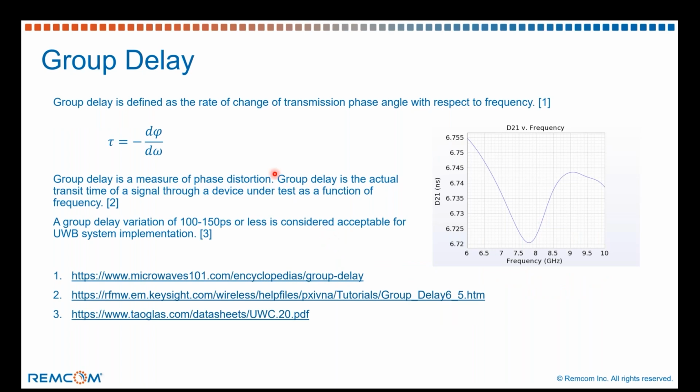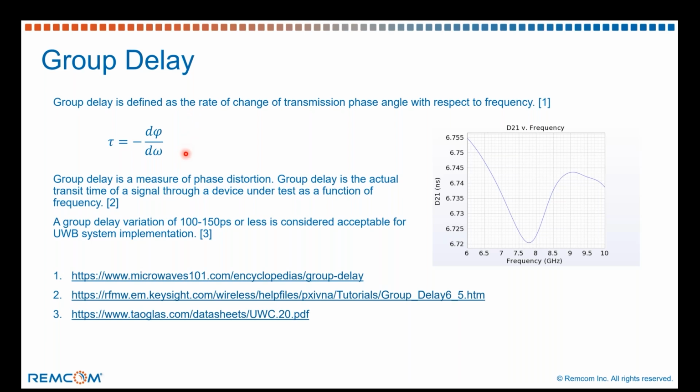For starters, a traditional 2-port group delay is defined as the rate of change of transmission phase angle with respect to frequency. Here's the corresponding equation. Pretty straightforward. But as I looked at this, the definition just restates the equation. It doesn't really give me much information on what it actually means.